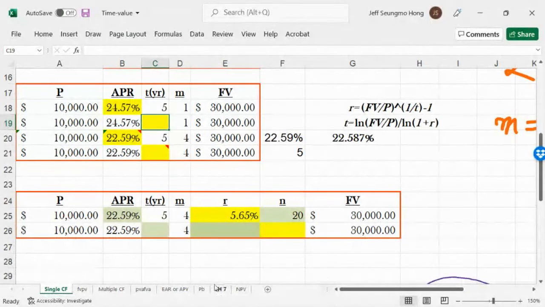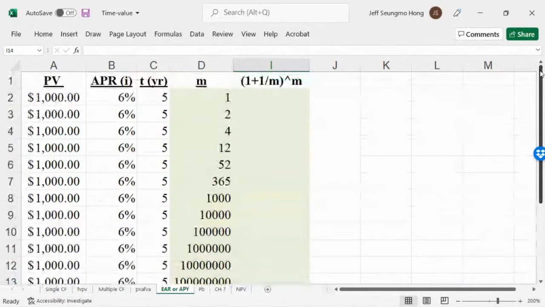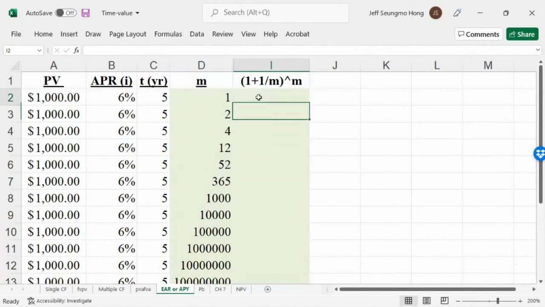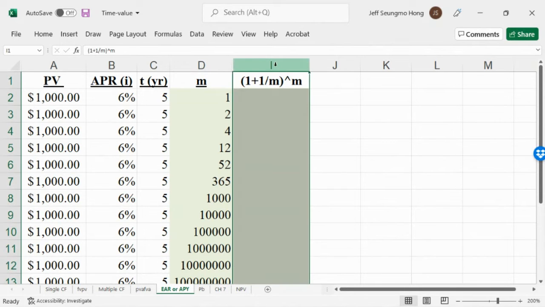Open this file, right? You have it in front of you. Open this file, and when you have that file, click this bottom tab that says EAR or APY. And let's go to column I. Are you all there? Are you guys all there? I am, yep. Okay, good.